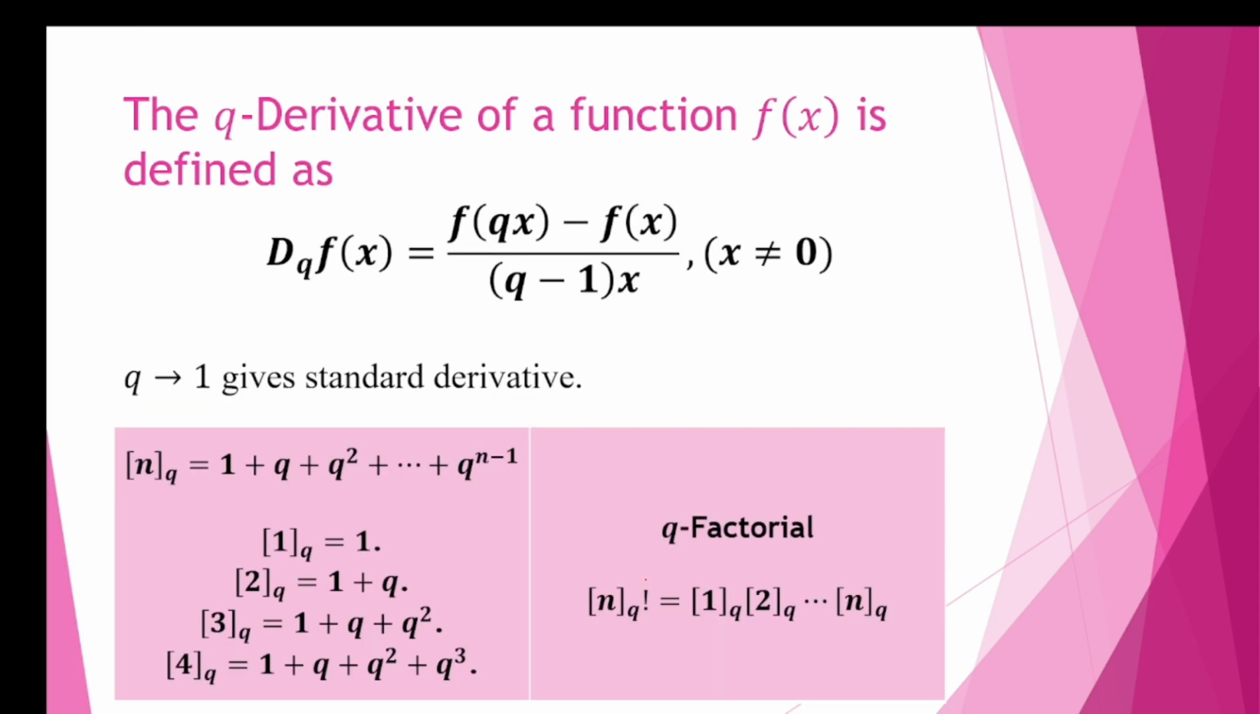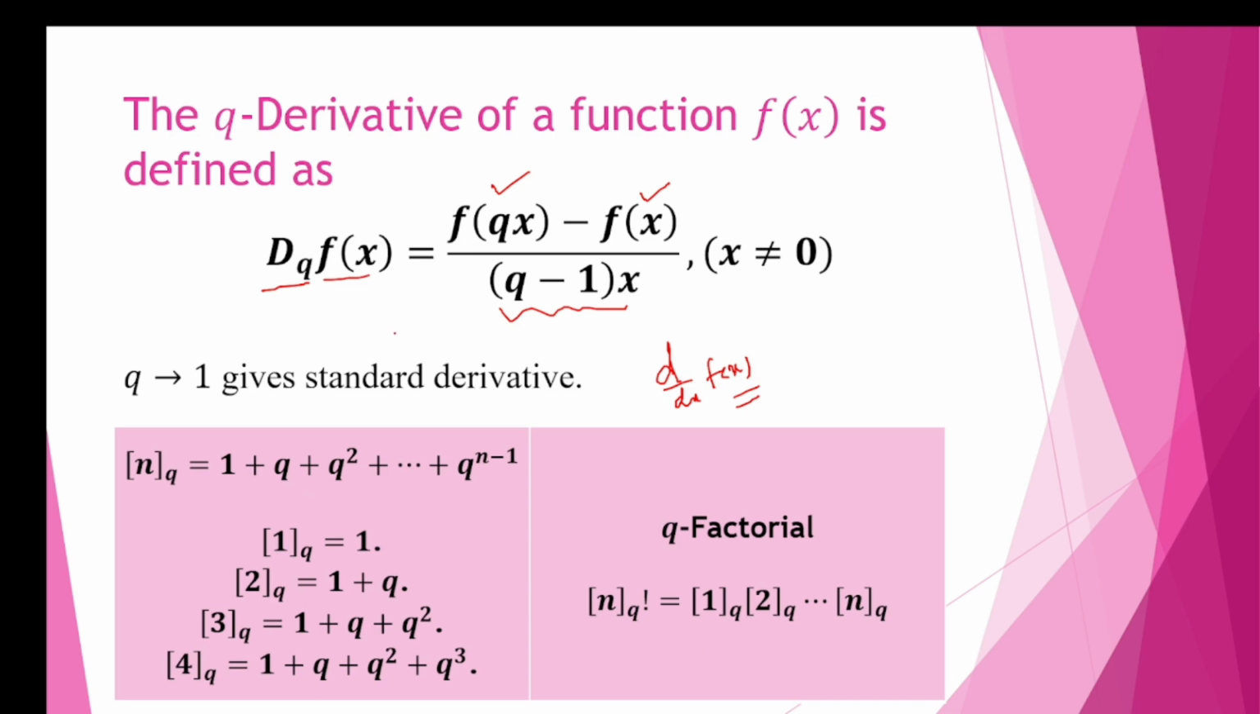Before going to the Q Taylor series, we need to first see the definition of the quantum derivative. The quantum derivative D_q of a function f of x is f of qx minus f of x, divided by (q minus 1) times x. This is the quantum derivative of the function f of x, and we saw that in the previous videos. When q tends to 1, it gives the standard derivative, that is d by dx of f of x. This we have seen.